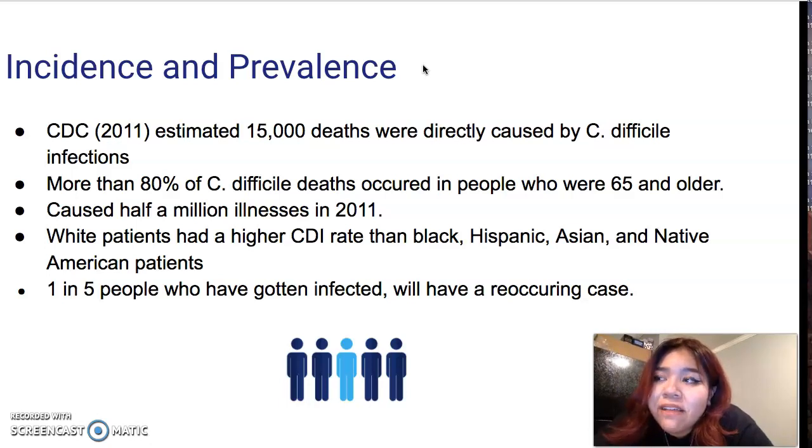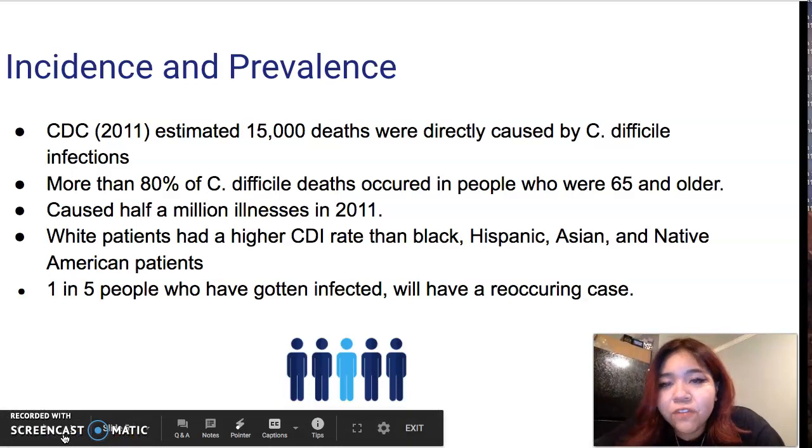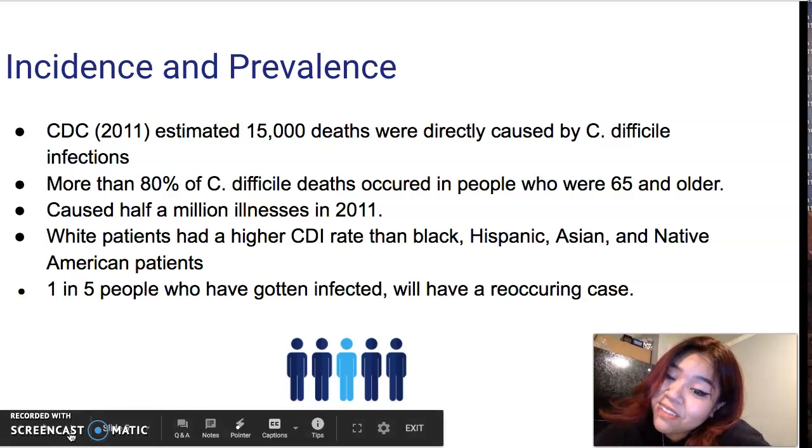When race was put into question, White patients had a higher rate of C. diff infection than Black, Hispanic, Asian, and Native American patients. But this is probably because these people had easier access to health care, and it was just hard for other races to record their CDI rate. 1 in 5 people who have gotten infected by C. diff will have a recurring case, just because the spores might still be in your body when you get rid of the vegetative cells.